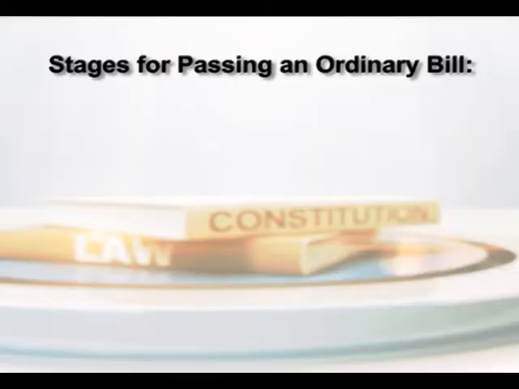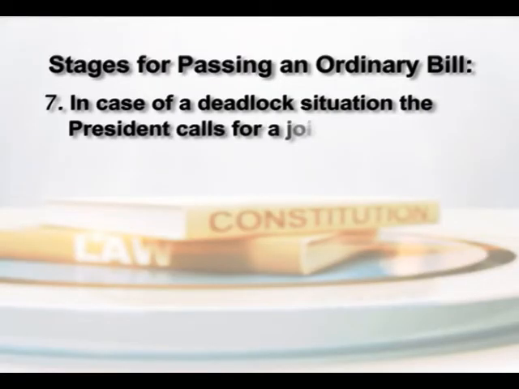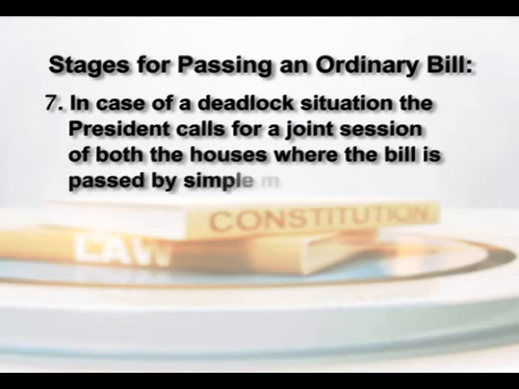What will happen if there is a disagreement between the two houses of the Parliament? In case of a deadlock situation, the President may call for a joint session of both the houses. There are two points which should be kept in view. First of all, the Lok Sabha may delay the passage of the bill for any length of time, but the Rajya Sabha has to pass a bill within a period of 6 months.